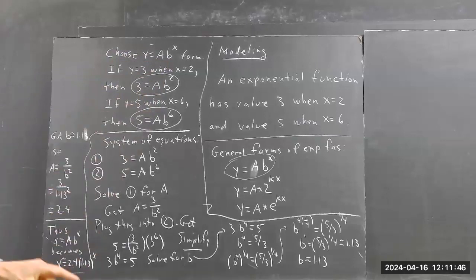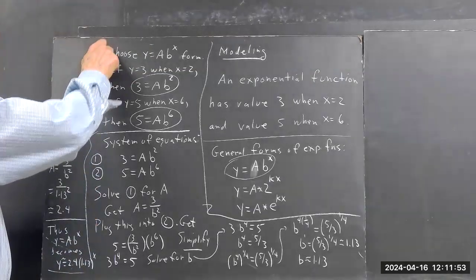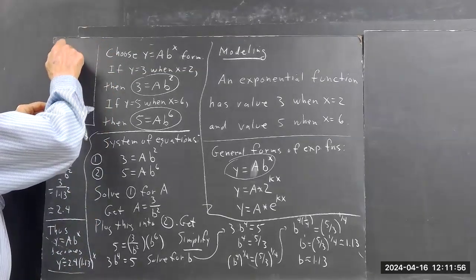Anyhow, then our assumption y equals ab to the x becomes this. Now, I'll kind of repeat just the logic of it.